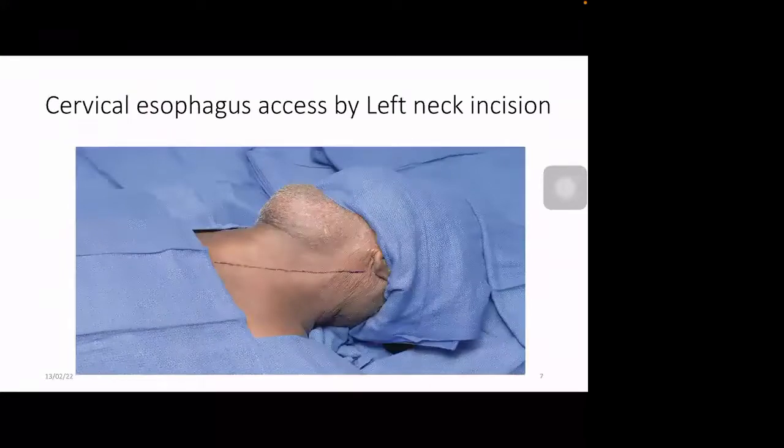As I already mentioned, because of the normal course of the esophagus, the cervical esophagus has a curve towards the left side of the neck. Because of that, it's easy to access the esophagus by an incision on the left side of the neck. So after an esophagectomy, if you want to anastomose the stomach to the cervical esophagus, you make an incision along the anterior border of the left sternocleidomastoid muscle.